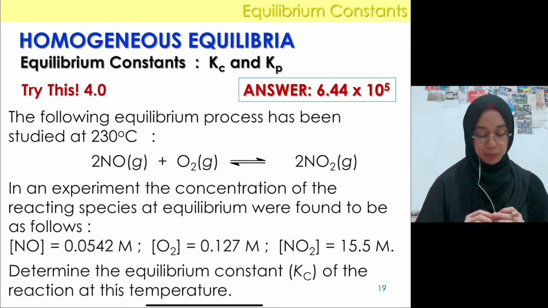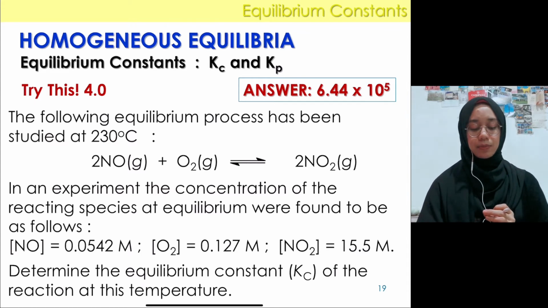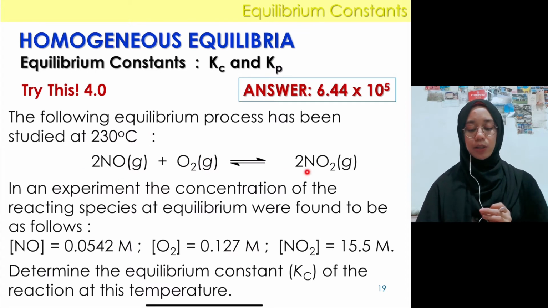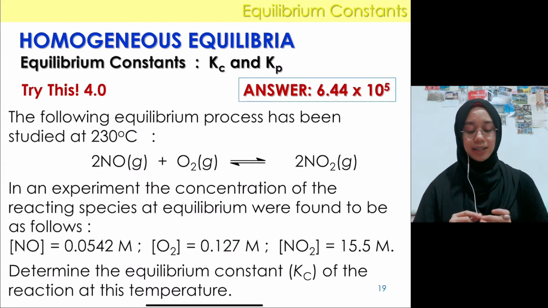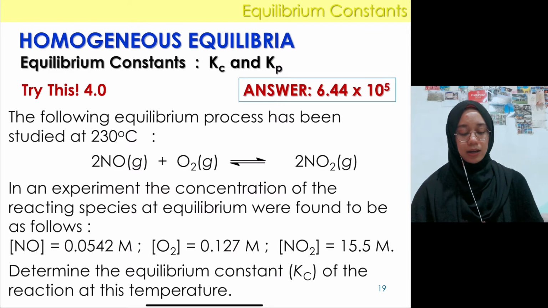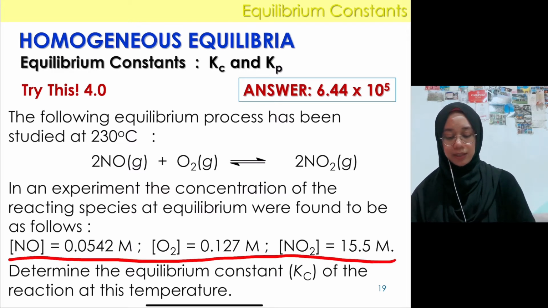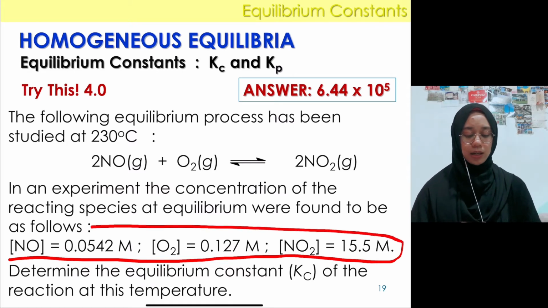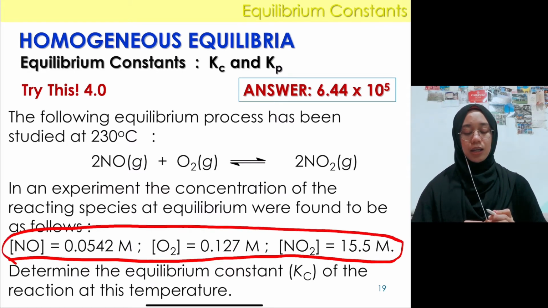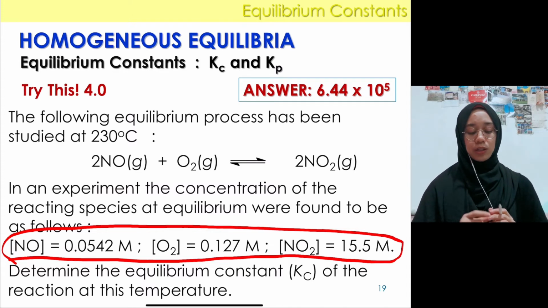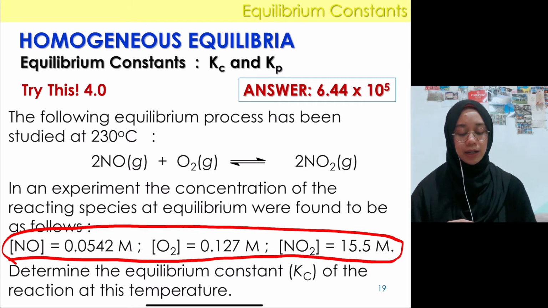Tapi kita discuss lah sekejap. The following equilibrium process has been studied at 230 degrees Celsius. Okay, so ini adalah the equation given to you. So in the experiment, the concentration of the reacting species at equilibrium. So yang ni saya mesti emphasize. Okay, so bear in mind, the concentration of species yang dia bagi dekat sini ada 3 species, lagipun dalam equation kita tu ada 3 substances kan. Okay, so given to you concentration untuk species yang ada, concentration yang dia beri tu adalah dekat equilibrium.